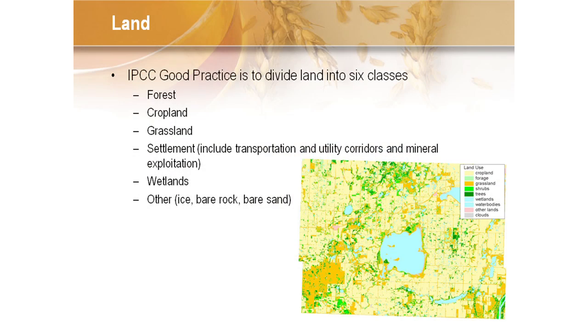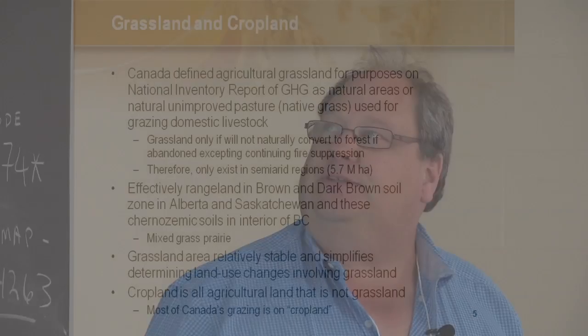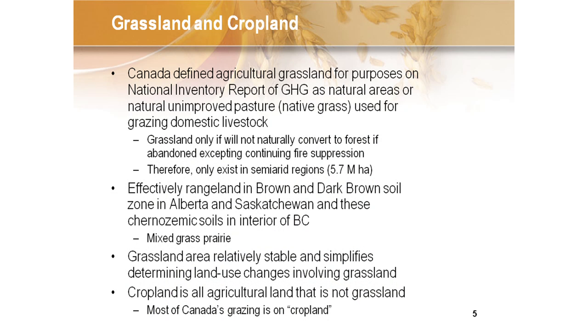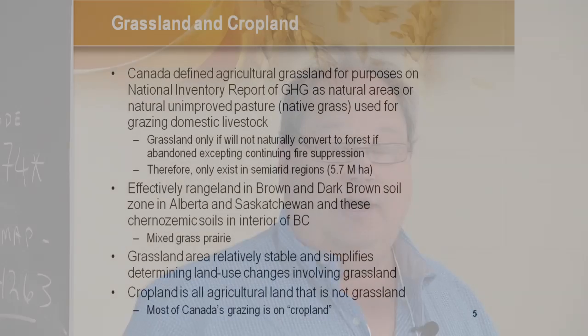One of the aspects of good practice guidance is that Canada has to divide its land into 6 classes: forest, cropland, grassland, settlement also including things like transportation corridors, wetlands, and then other being anything that isn't one of those. So that is one of our first challenges then, is how do we define grassland in our system? And of course there's a lot of different types of grassland in Canada. Like the tundra is grassland, but there's what we call agricultural grassland, which is what we're concerned with.